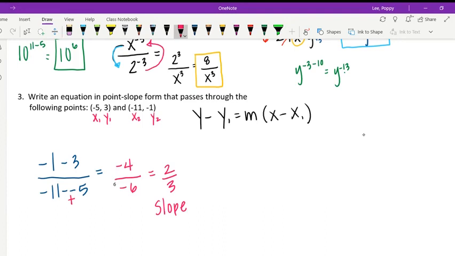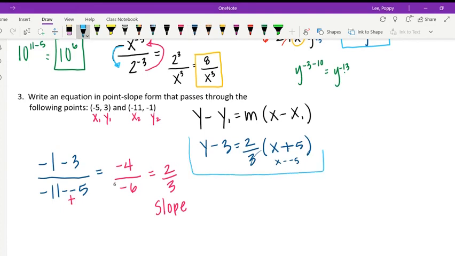You can pick either point you want to plug in over here. I'll show you both. I'm going to do the first set: y minus 3 equals m, which is our slope, 2/3, times x minus negative 5. And of course, that turns into a positive 5 because it was x minus negative 5 there. So there's your first option. That is a very valid option for the first equation.